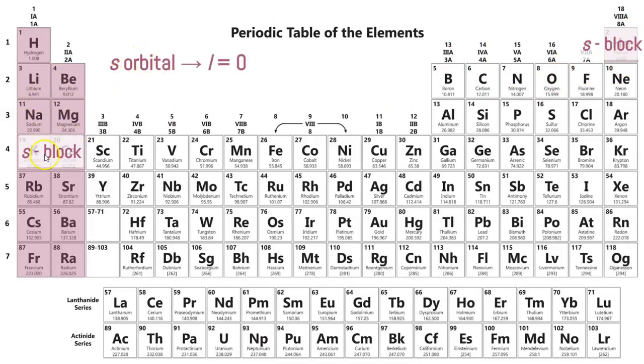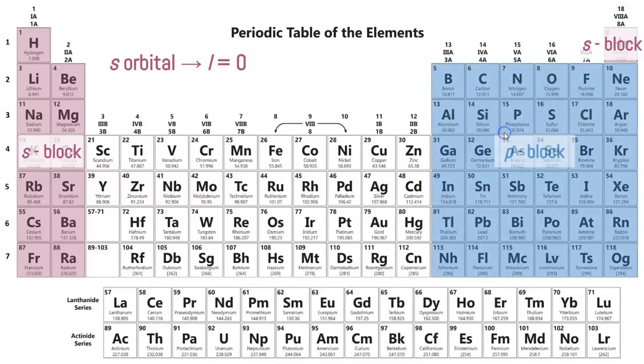Now, the s block is the s orbital. So anytime we have an element in our s block, L is always going to equal 0. All of our elements here are our p block. P block is p orbital, therefore L is going to equal 1.